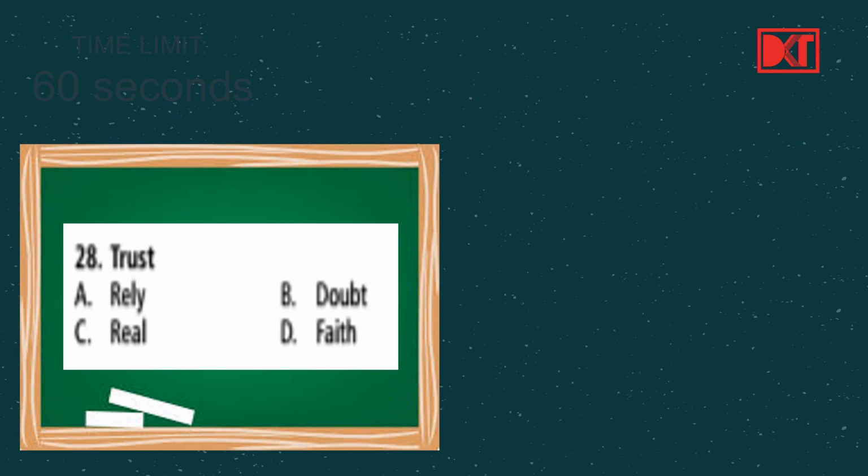Okay, the next word is trust. Here the options are A. Rely, B. Doubt, C. Real, D. Faith. Here the antonym of trust is B. Doubt.